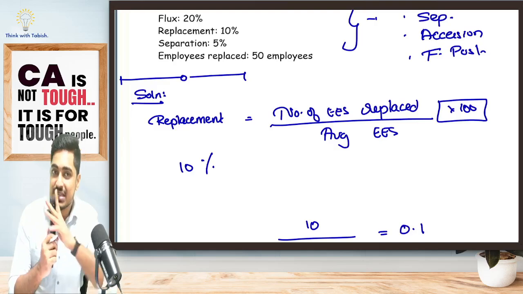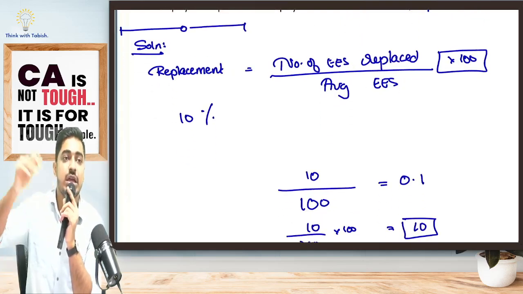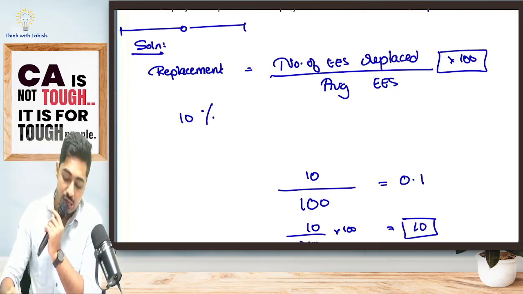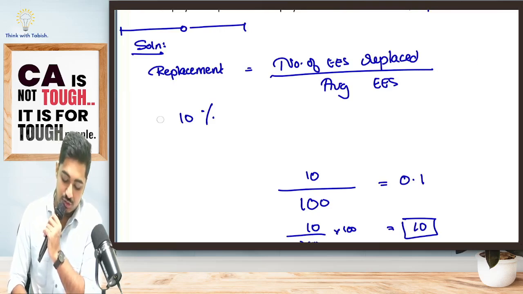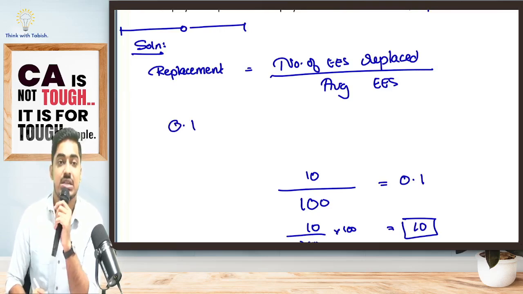Is this clear? Basics. That means if you are multiplying by 100, I will write a number. Otherwise, I will write it in terms of decimal. Whichever you want, you can do. I will prefer writing it in terms of decimals. So 10 percentage means 0.1.